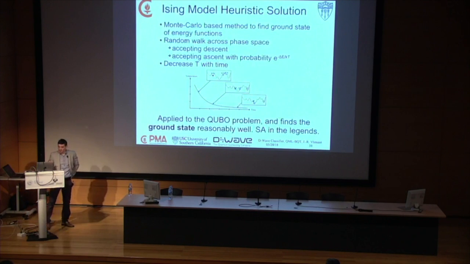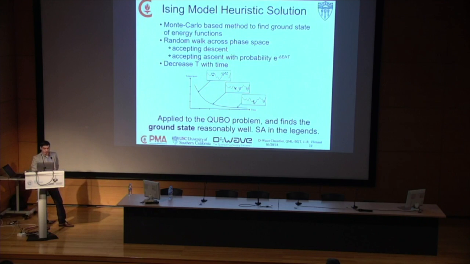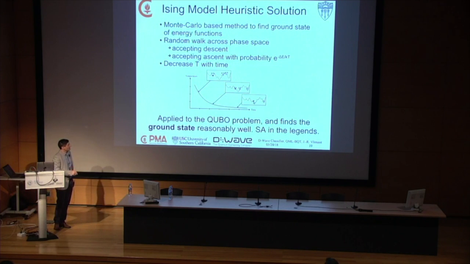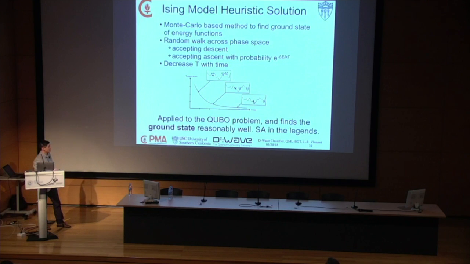Now, for simulated annealing, this is a very quick slide on what it is. It's a heuristic for solving the Ising model. Essentially, that gives us a prediction of what the D-Wave would do on the Ising model that we embed in the device. And this will be labeled as simulated SA in the legends of the plots.